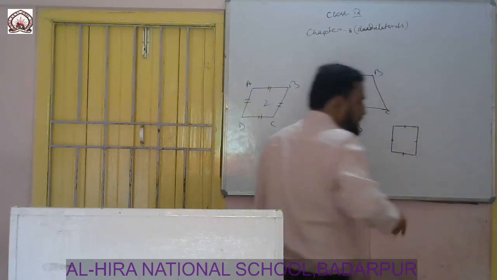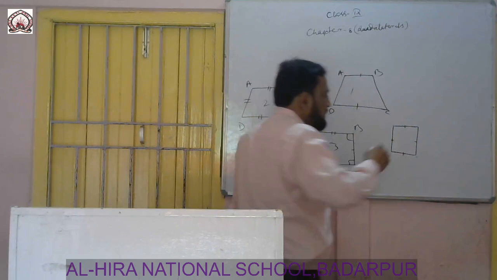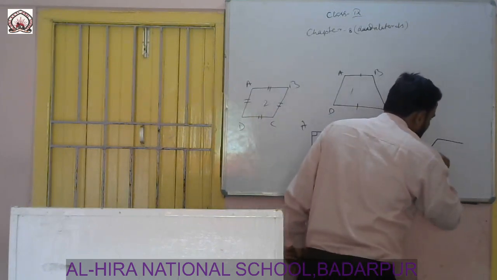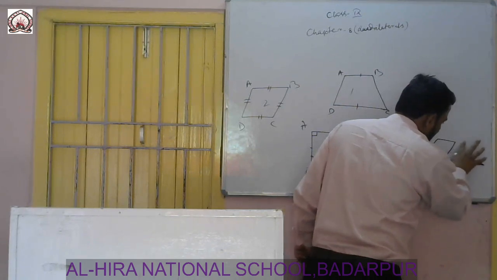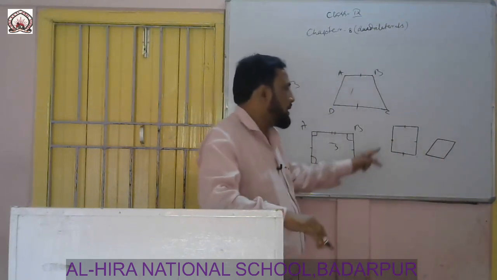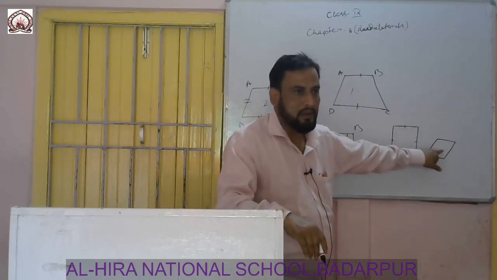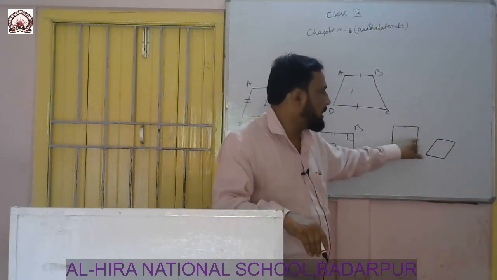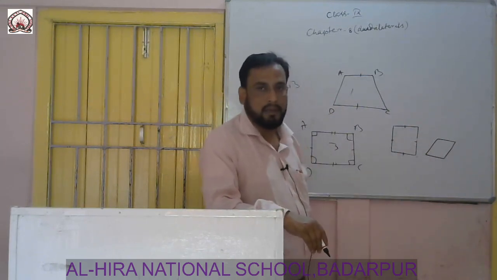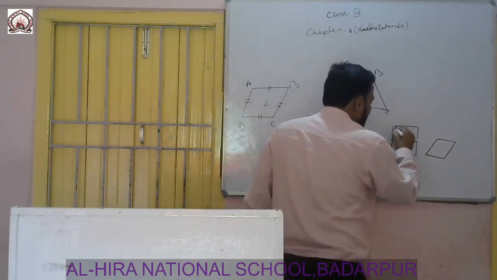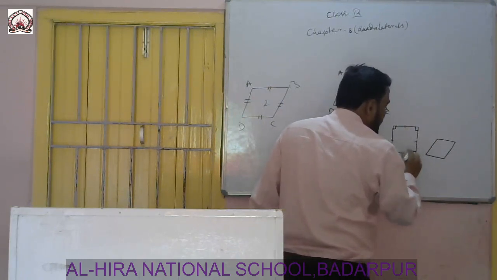If it is a square, it is also a rhombus. But if it is a rhombus, it is not necessarily a square. You see, according to the definition, all the sides are equal. Here all the sides are equal. Opposite sides are equal and parallel. So both are rhombus. But in a rhombus, if all the angles are right angles, then it is a square.